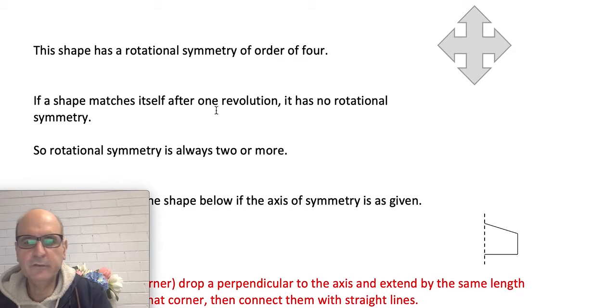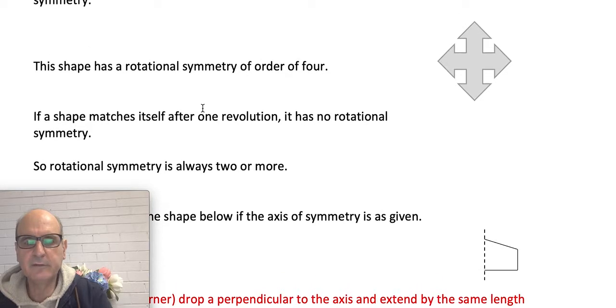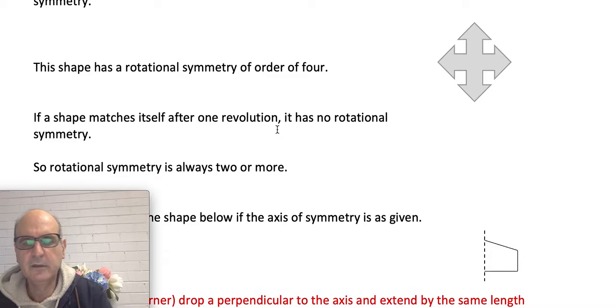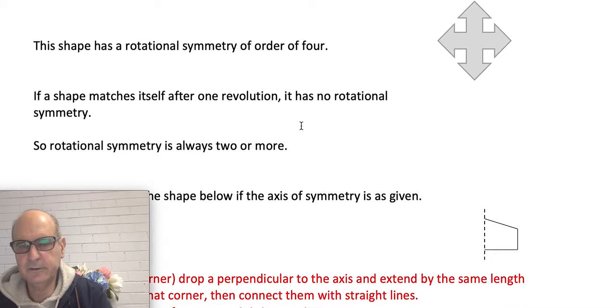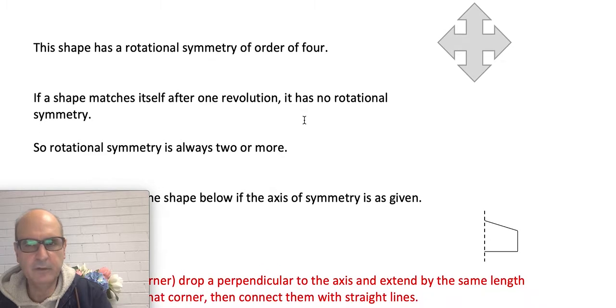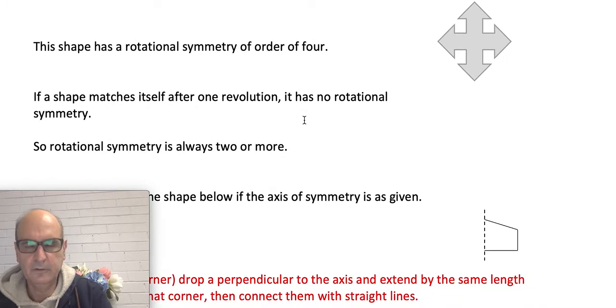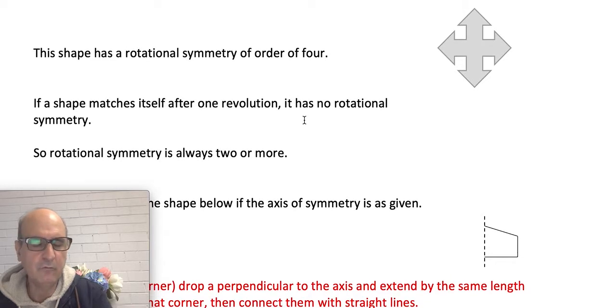One important thing you need to be careful about: if you turn something and it falls on itself only after one full turn, it has no rotational symmetry. We cannot say that it has rotational symmetry of order 1. We cannot have that. So there is no order of 1. When you're talking about rotational symmetry, it is always 2 or more.